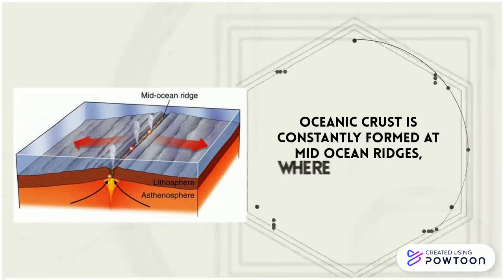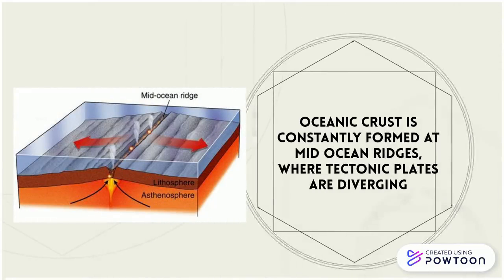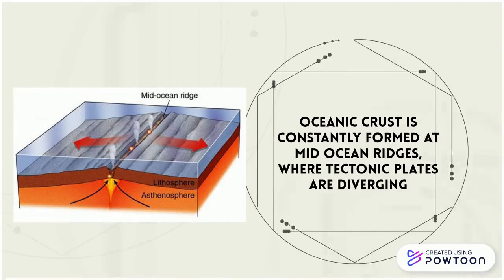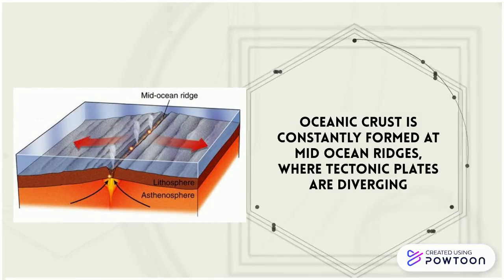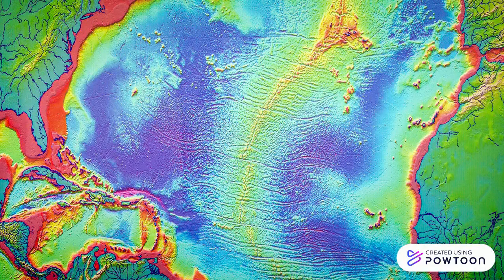Oceanic crust is constantly formed at mid-ocean ridges, where tectonic plates are diverging. A mid-ocean ridge is an underwater mountain range. This uplifting of the ocean floor occurs when convection currents rise in the mantle beneath the ocean crust and create magma where these two plates diverge. As the magma seeps through the separating plates, it becomes lava and rapidly cools, creating new oceanic crust.